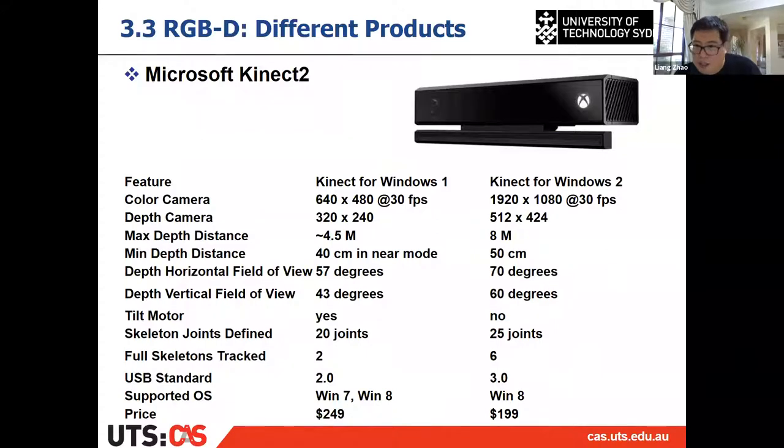And then we have Kinect 2. Here is the comparison between Kinect 1 and Kinect 2. In Kinect 2, the color image can be HD at 30 frames per second, and the depth image can reach 512 by 424, which is much better than the previous one. The maximum working distance is about 8 meters, which is much farther than before. So if you have an application with a larger distance, then Kinect 2 may be a better choice. The field of view is much larger than before as well. The vertical one changed from 43 to 60 degrees, and the horizontal one changed from 57 to 70 degrees.